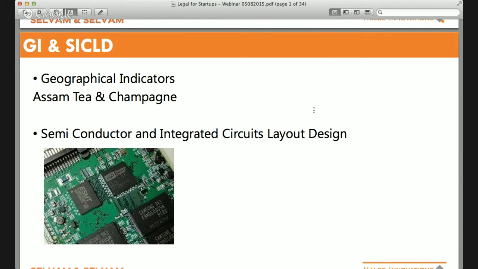And the next stream that does protect this, particularly for hardware startups, which would be relevant, is the layout of semiconductors and integrated circuits. In effect, the law provides protection for the manner of placement of all the components.